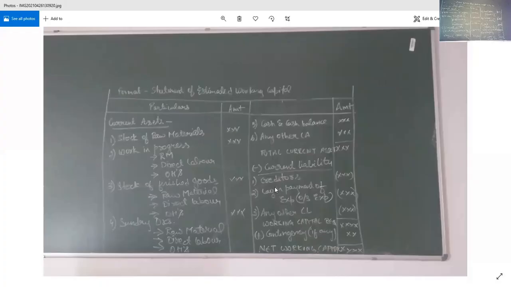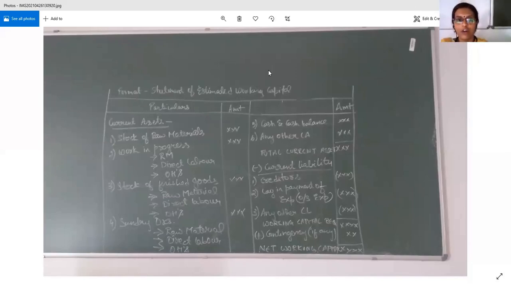Now, to begin with practical questions, I want you all to make a note of the format that is given here in front of you. Is the image clear to you? Okay. So, kindly make a note of the format.